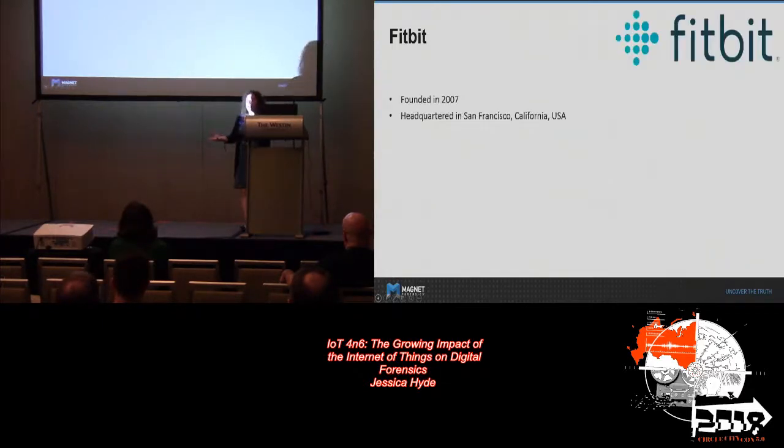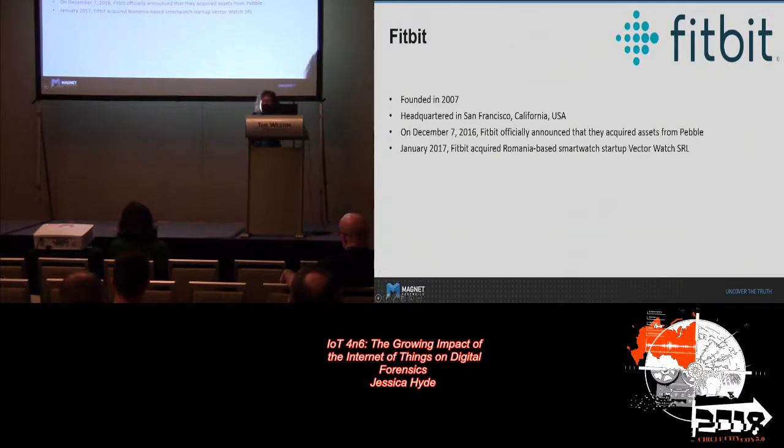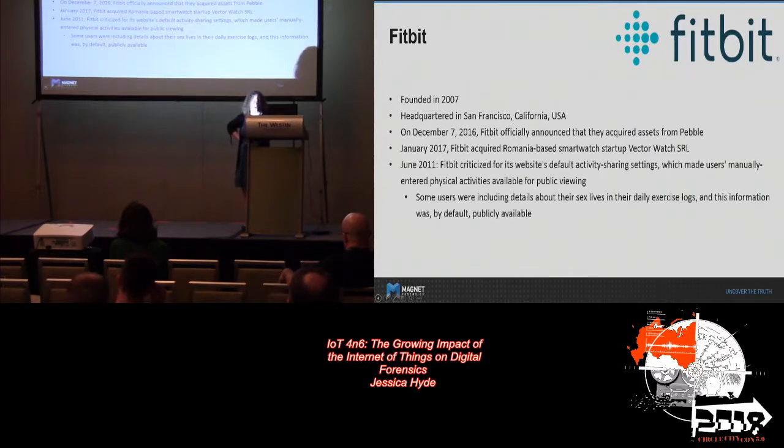For those who don't know, Fitbit's actually been around for over a decade, since 2007 out in California. In 2016, they bought Pebble, which means they bought the good hardware, but they only kept the software people. In 2017, they also acquired a smartwatch startup, VectorWatch SRL, so it sounds like they're trying to keep their competition in check. I don't know that specifically.